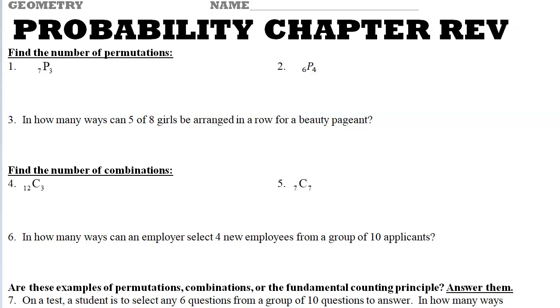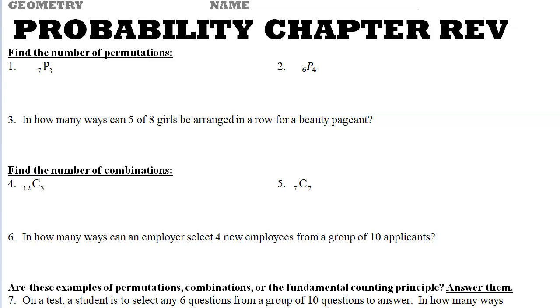That's because it's your job to create them, and it's your job to answer them. So we will get into that here in just a second, but for now, let's just review what we know about the first 2 lessons of the probability chapter. That would be permutations, combinations, and the fundamental counting principle. All right, so find the number of permutations.